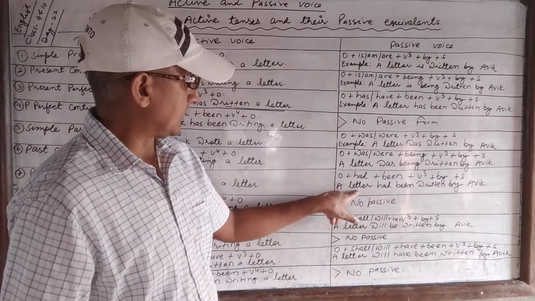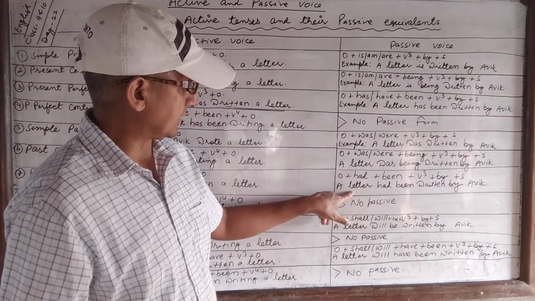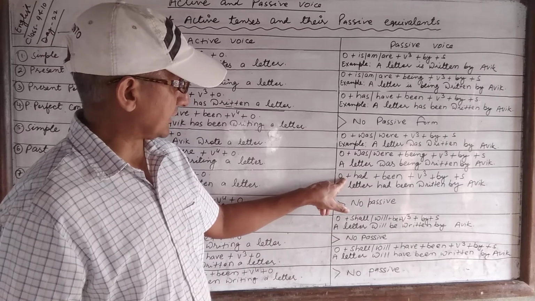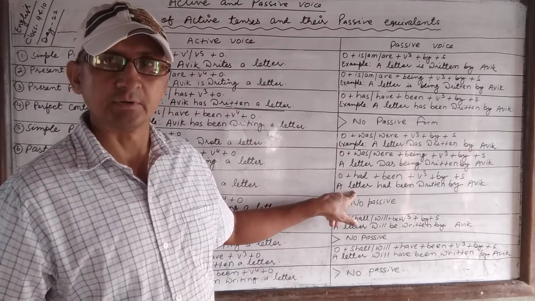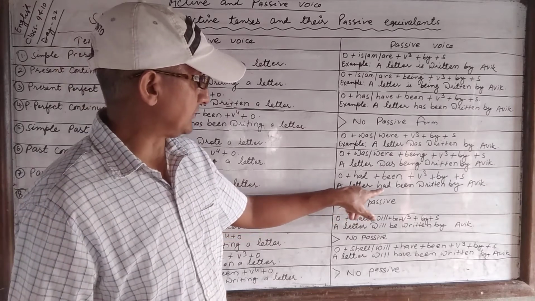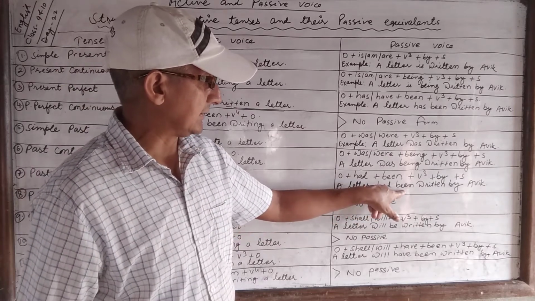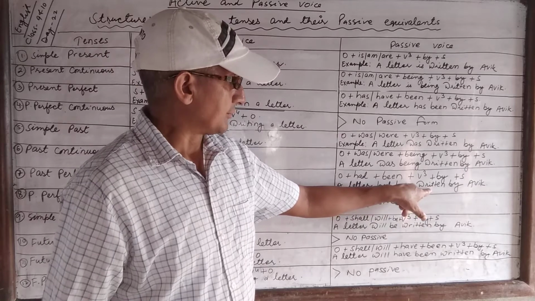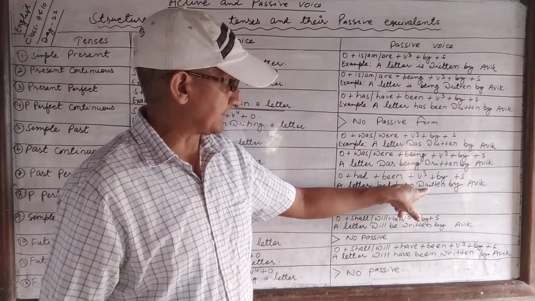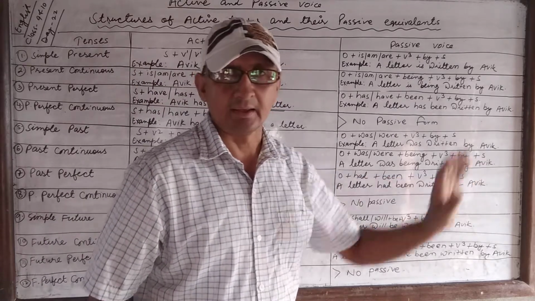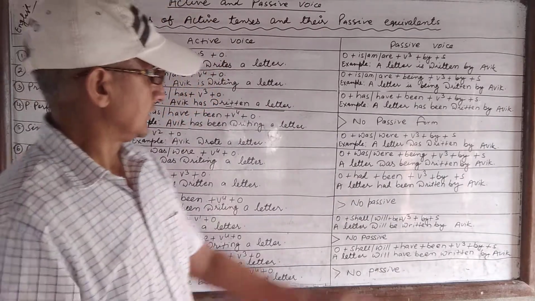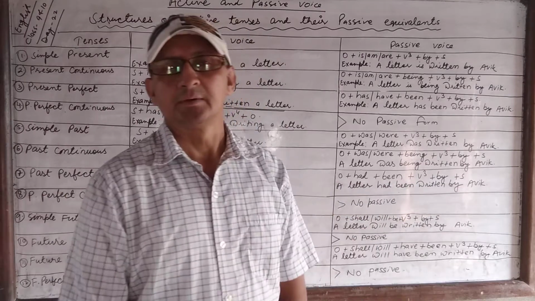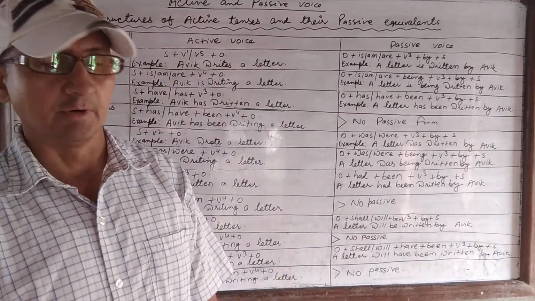A letter is the subject here. Okay. It is the object of the active voice. After the had, whether it is singular or plural subject, we always use had. After had been, and then the verb in the third form, past participle form, by, and then the subject of the active voice. Here the subject of the active voice becomes the object in the passive voice.